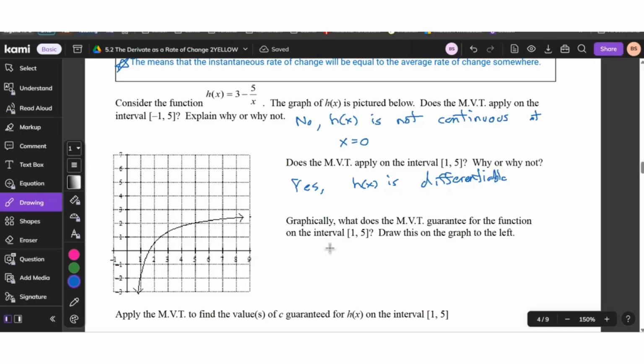Awesome. All right. So since it guarantees it, draw it on the graph to the left. Awesome. Okay, well, let's go from 1, which is here, to 5, which is here. So that means that's my average one, so not quite right there.